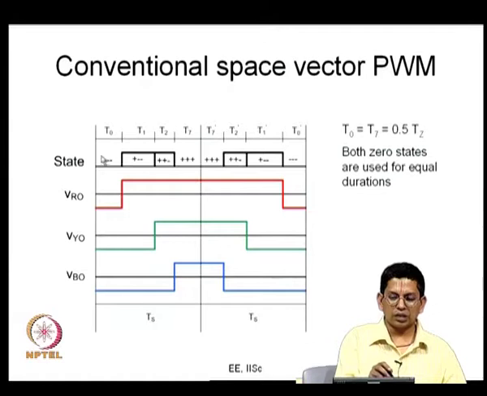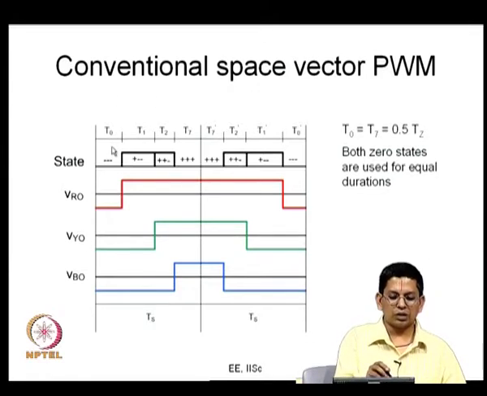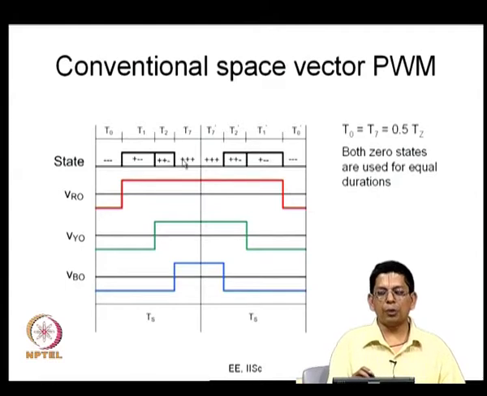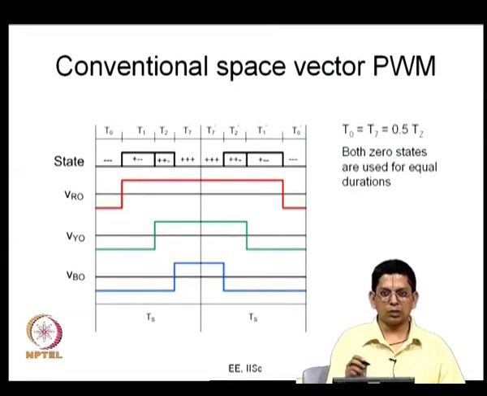So, the two 0 states in conventional space vector PWM are called T 0 and T 7, and they are applied for durations T 0 and T 7. T 0 equals T 7 equals 0.5 T z, they have to be totally applied for a duration equal to T z. So, you are dividing that equally between the two, that is what is done in what is called conventional space vector PWM, which I mentioned earlier is the most popular method. We will be discussing this in much greater detail in the following lecture.